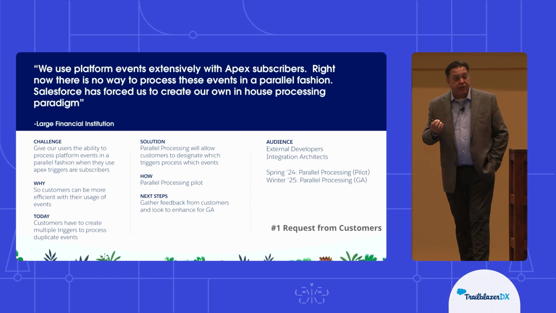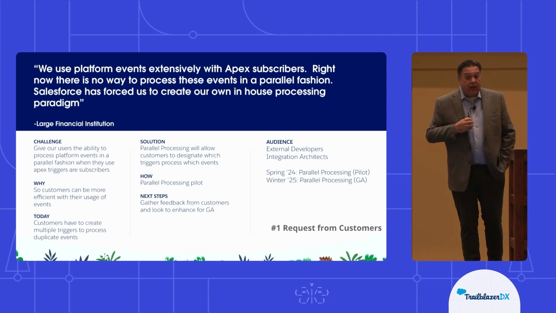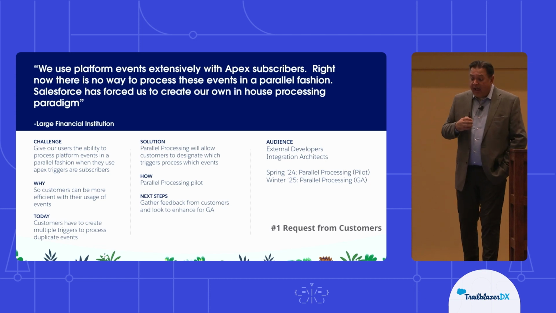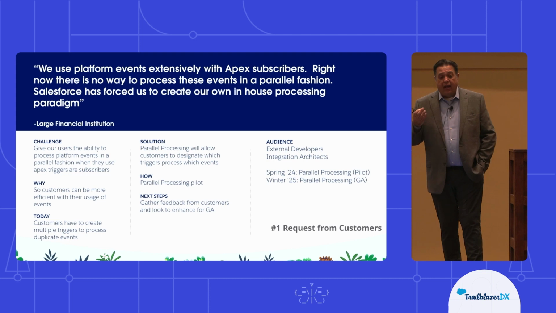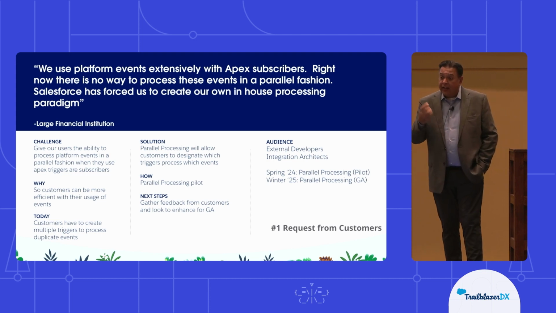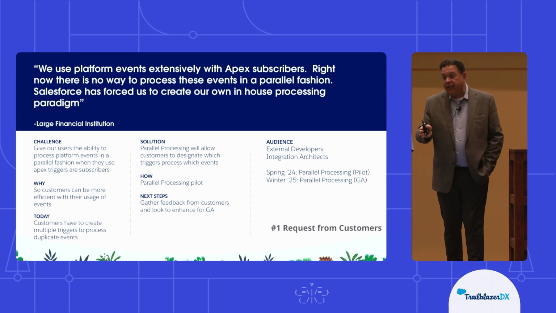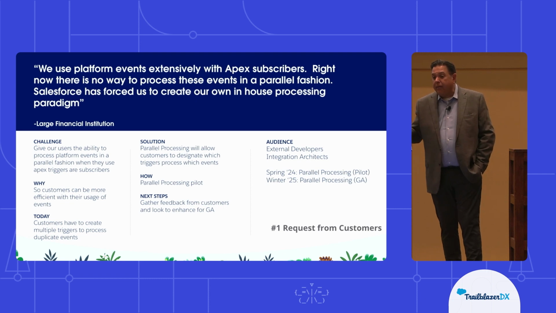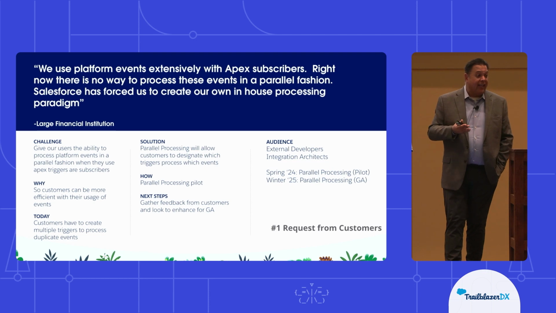So I have a lot of customers now that are using platform events for part of this event-driven architecture. And they're asking me, I'm using it so heavily on Salesforce, but when I use Apex as a trigger, I can only have one trigger. Or if I have multiple triggers, every trigger is going to get every event. And then I need to make that a little bit more efficient. I'm processing 100 million events a day on Salesforce.